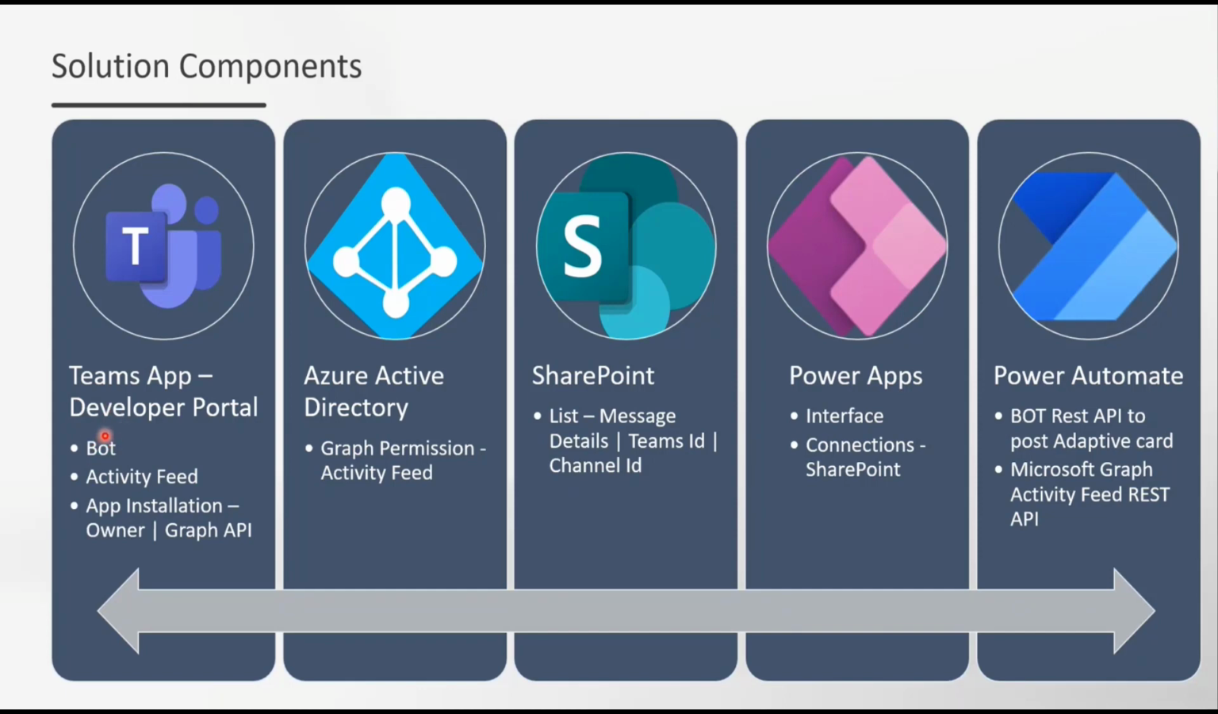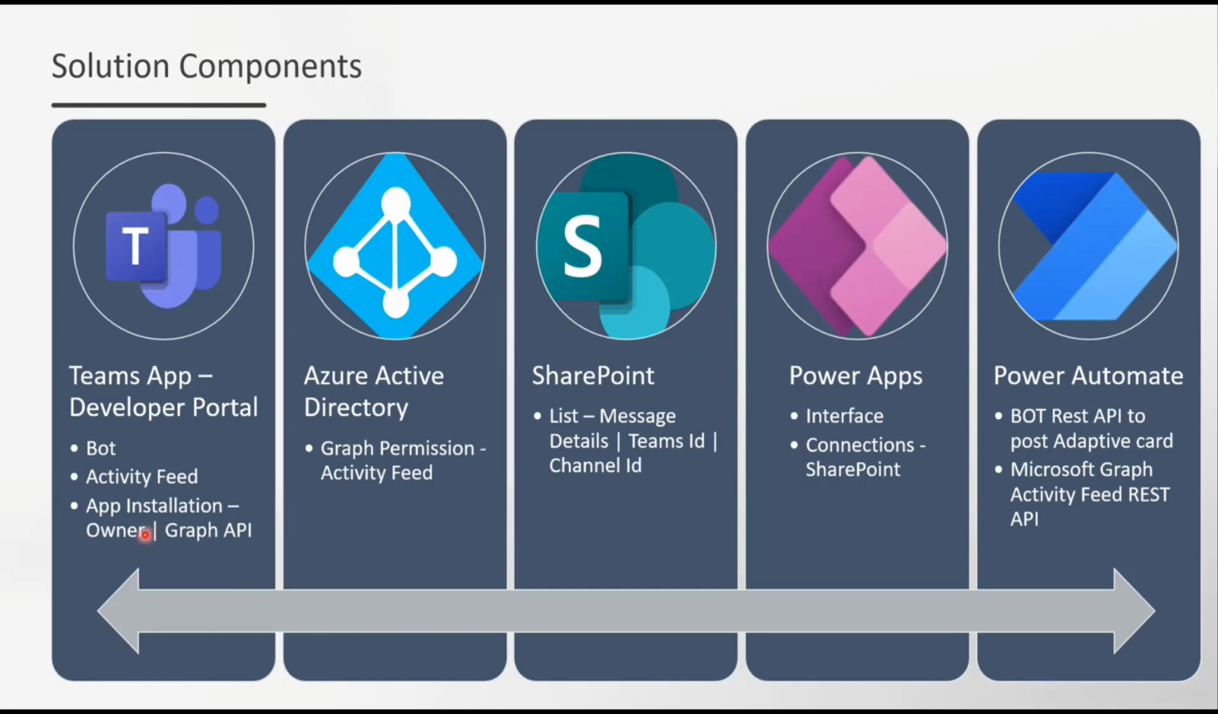So there is a bot. There are a couple of features on the Teams app manifest. One is a bot, which is responsible for sending in the adaptive card. And the second one is a feature to send in the activity feeds, which you have just seen for priority messages. And there are actually different ways to install the app once it is developed.